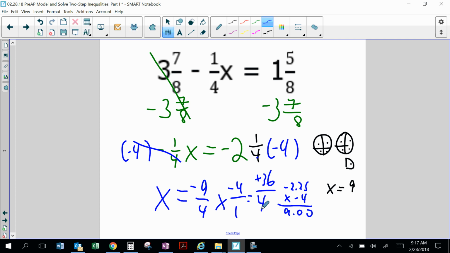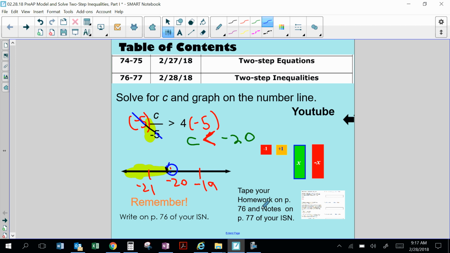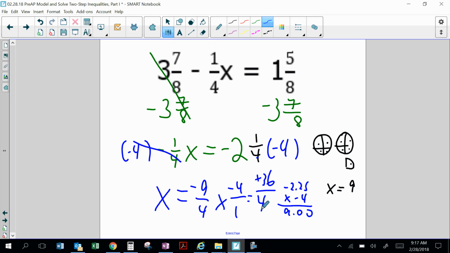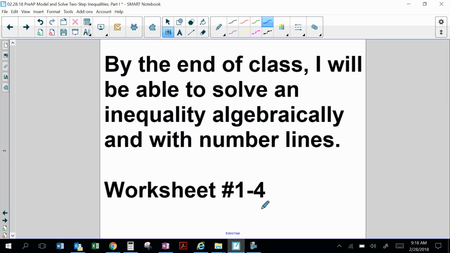So please put your homework up now. Please tape it to page 70. I believe it's page 75. Yeah, please tape it to page 75. You may need to pause it to give students time to do that.